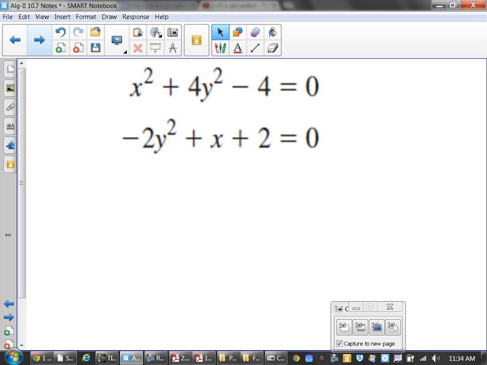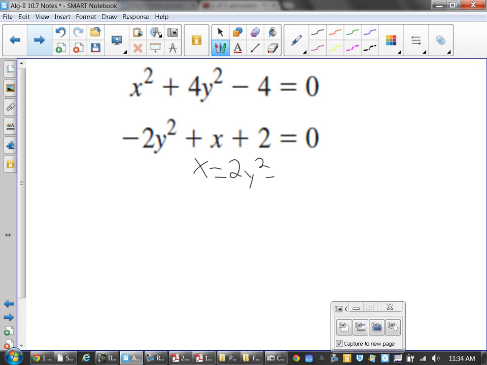So what I want to do is take that second equation and get x by itself. It's 2y squared minus 2. So x will equal 2y squared minus 2. Are we okay with that? Okay.